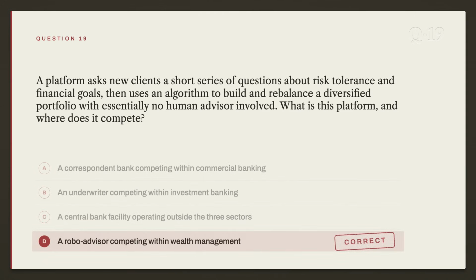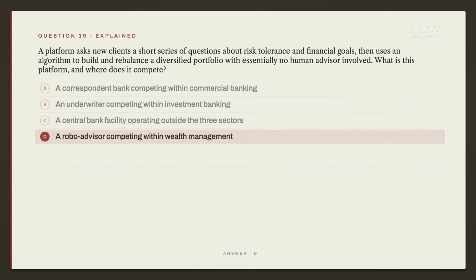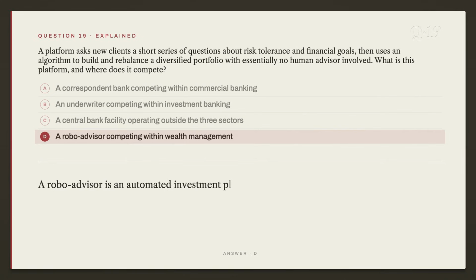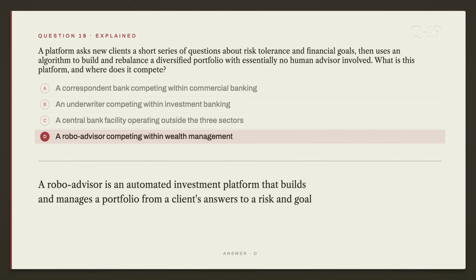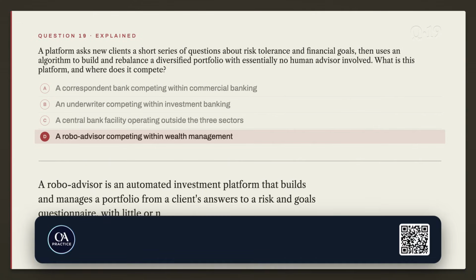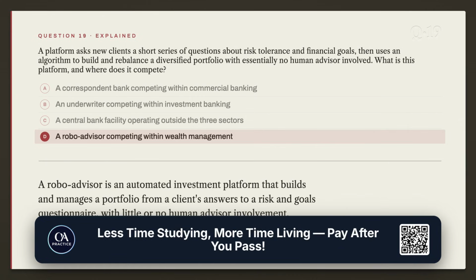The correct answer is D, a robo-advisor competing within wealth management. D is correct because a robo-advisor is an automated investment platform that builds and manages a portfolio from a client's answers to a risk and goals questionnaire with little or no human advisor involvement. Because it delivers investment advice and portfolio management to individuals, it competes directly inside wealth management. It is the clearest example of technology driving advisory cost down and broadening access.